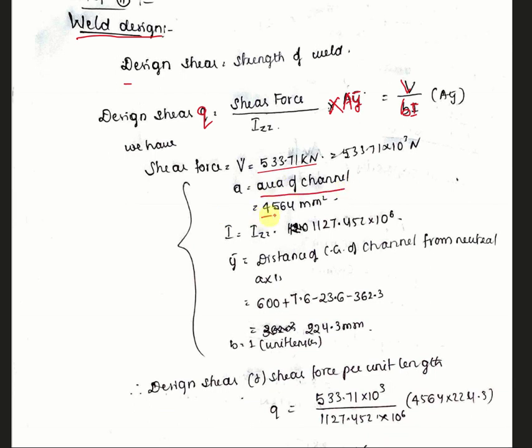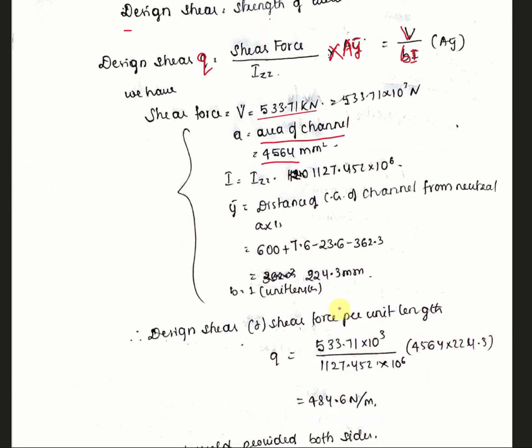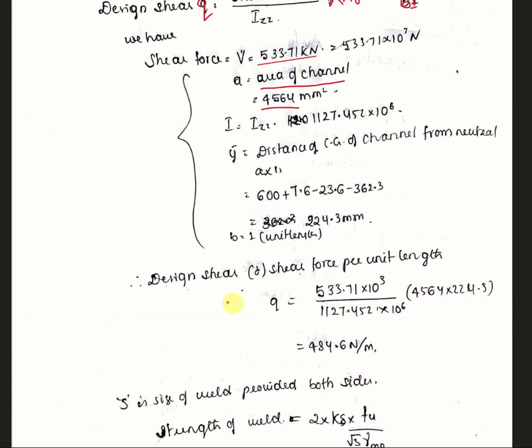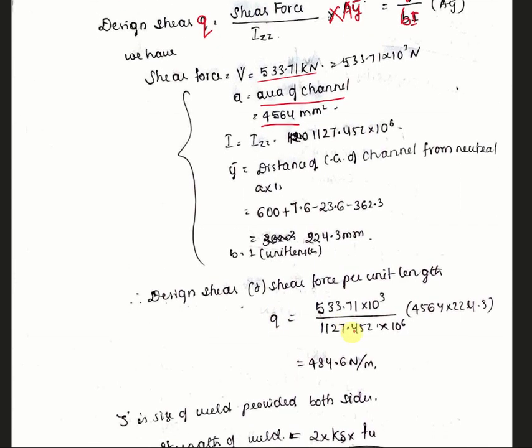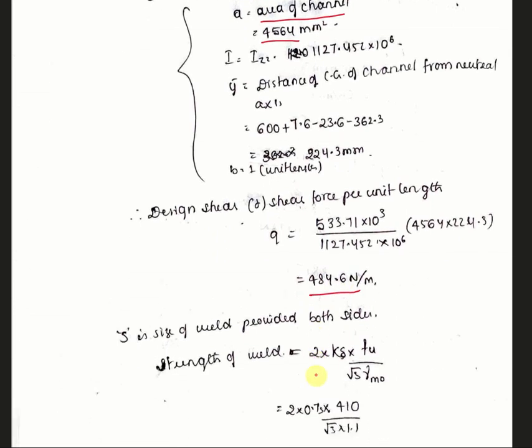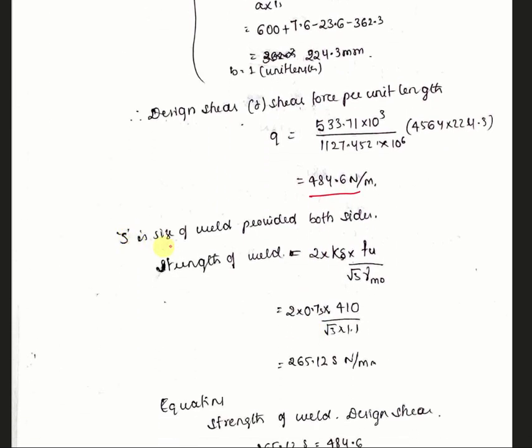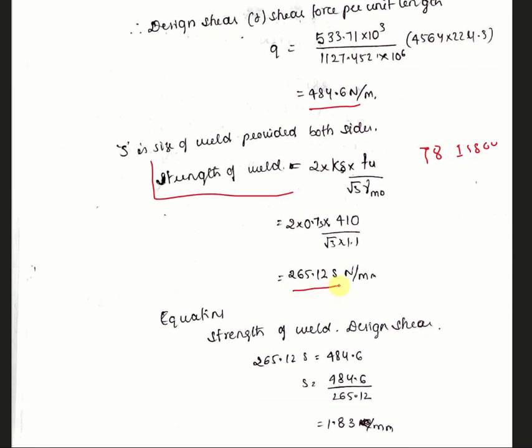These are all the values we already have available. Area of the channel A here is 4564. If you equate the design strength to the strength of the weld, you will be getting the size of the weld. Here we have to calculate the design shear, or shear force per unit length Q. Substitute all these, you will be getting it as 484.6 Newton per meter. S is the size of the weld. Strength of weld is generally given as 2 into K into S into Fu by root 3 gamma m naught. Page number 78, IS 800. Check it out. So you will be getting 265.12 into S Newton per mm.